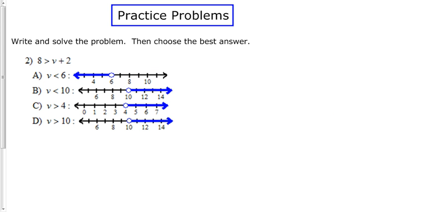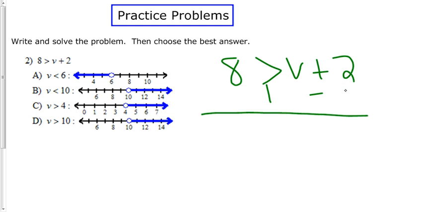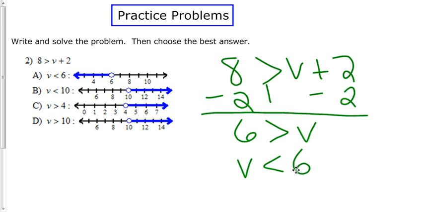All right, this next one, I'm going to get 8 is greater than v plus 2. I'm going to subtract the constant that's on the variable side. I get 6 is greater than v. All right, so I see 6 is greater than v. I don't see that here, but I see v is less than 6, right? So I can just switch everything around and it means the same thing. If 6 is greater than v, then v is less than 6. Open circle here on 6, going to the left, because all these numbers here to the left are less than 6, so A is the correct choice.